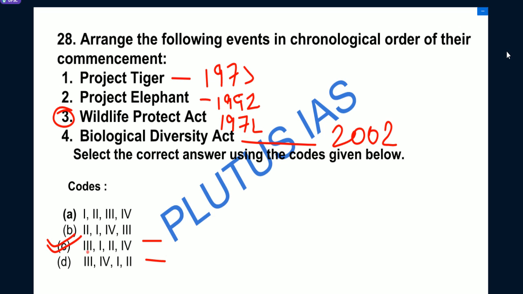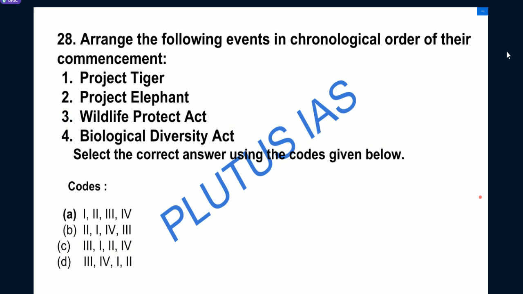Okay, we'll check it. Number one is 3. Yes, Wildlife Protection Act. After that is 1, Project Tiger. Yes, then Project Elephant, and then the last, Biological Diversity Act 2002. So answer is C.